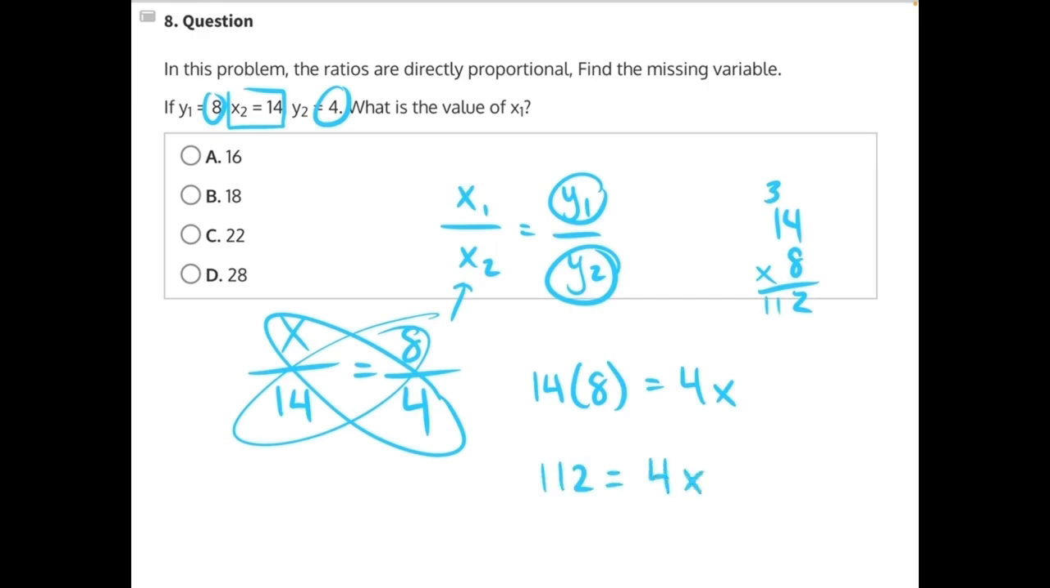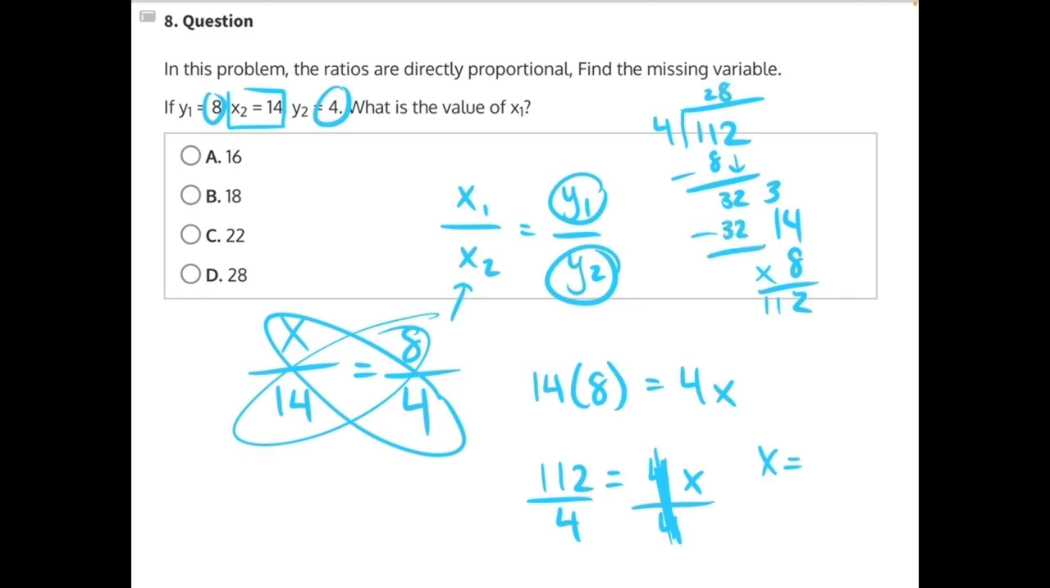Now, 4 is being multiplied to x, so we can do opposite operations to isolate our variable. These 4's will cancel, leaving us with x equals, how many times can 4 go into 112? 4 goes into 11 twice, with 3 left over. 4 can go into 32 8 times, evenly with no remainder, meaning 28 is our correct answer, D.